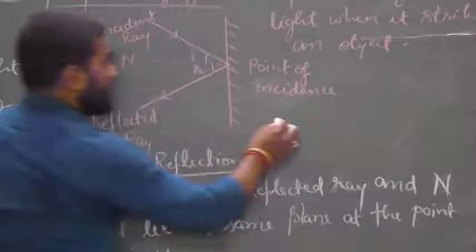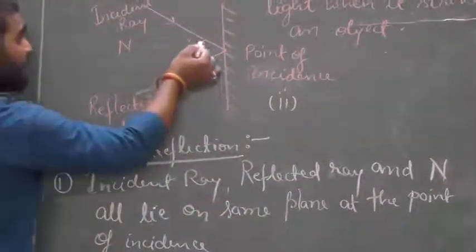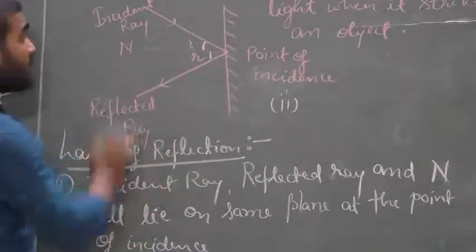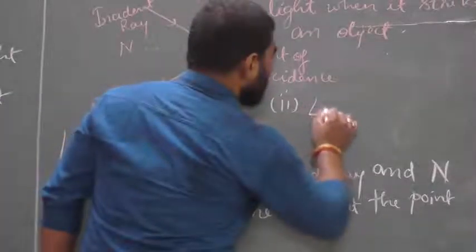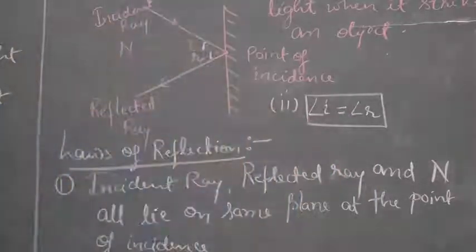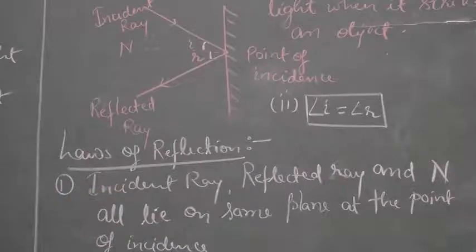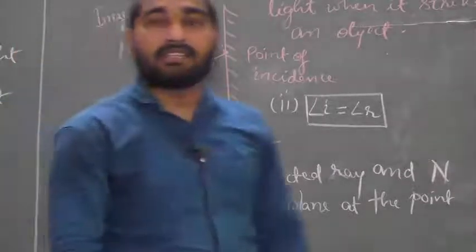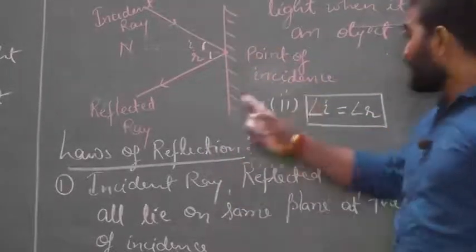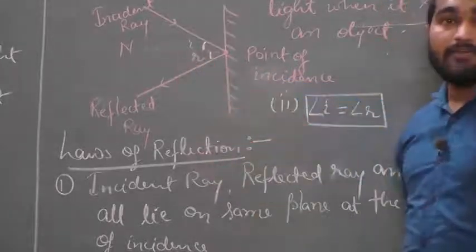Then what is the second law of reflection? The second law of reflection is that the angle of incidence will always be equal to the angle of reflection during a case of reflection. So angle i will always be equal to angle r. So there are two laws. First law is what? Incident ray, reflected ray, and normal all lie on the same plane at the point of incidence. And what is the second law? During reflection, angle of incidence will always be equal to the angle of reflection.